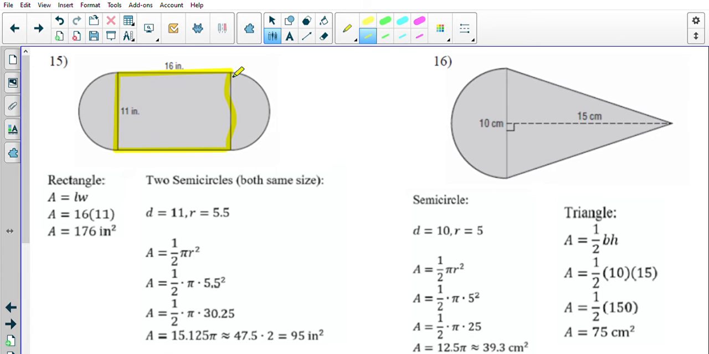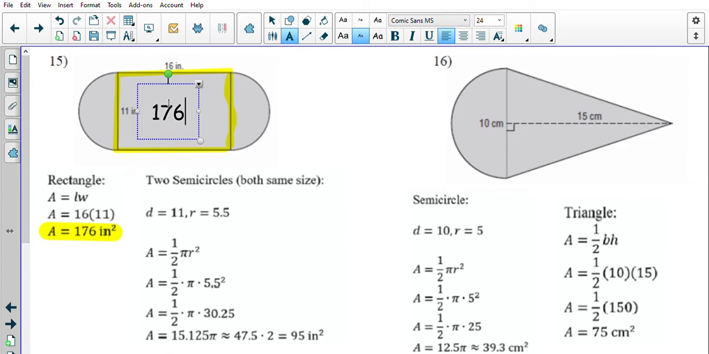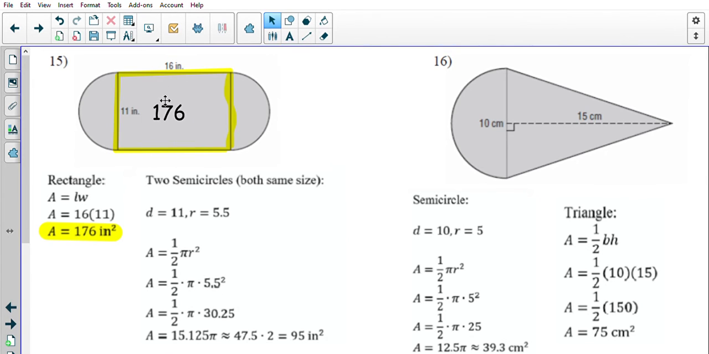But here's our rectangle outlined in yellow, and we're going to do length times width, which is 16 times 11. So the area of the rectangle is 176 inches squared. And sorry, that's a little blurry. I copied that from my answer key. So 176 inches squared for that rectangle.